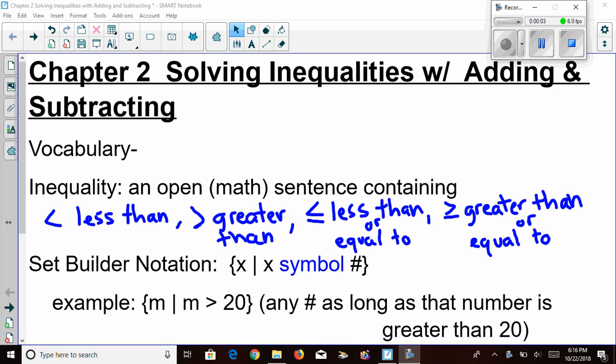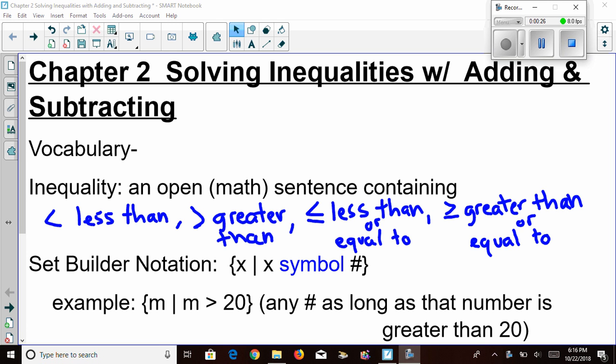Welcome to our video for Chapter 2, Solving Inequalities with Adding and Subtracting. This is the first of a couple videos that exist outside of our textbook. Our textbook doesn't include lessons on inequalities, but they are an important part of this unit. Let's start off with vocabulary.